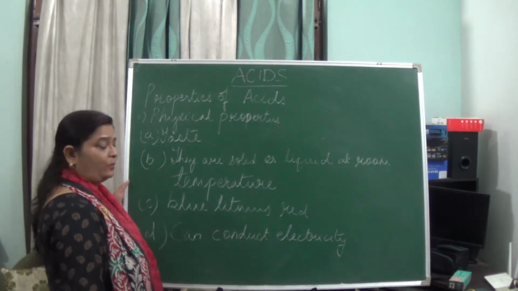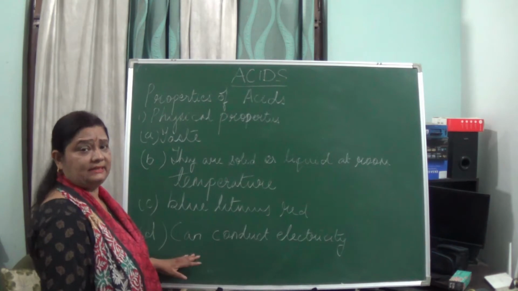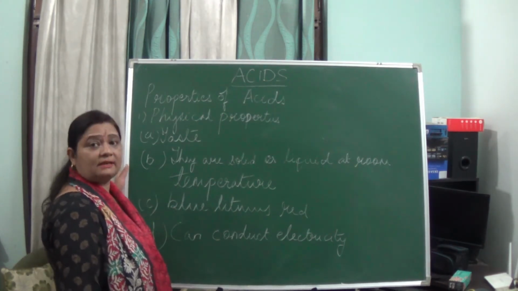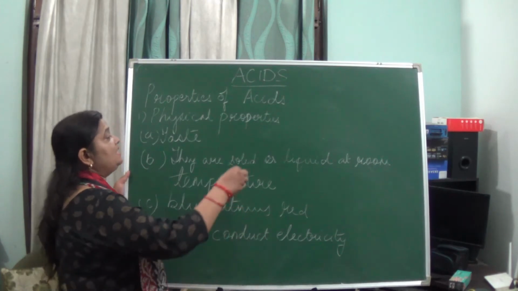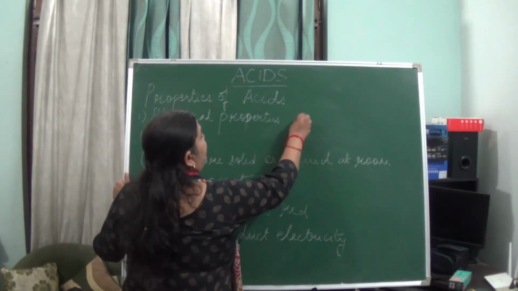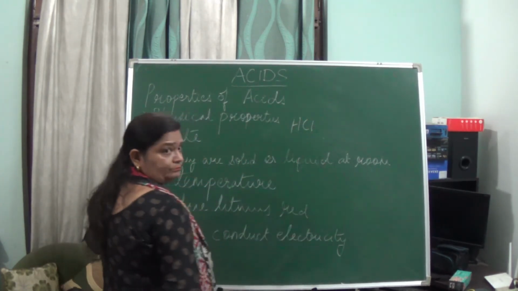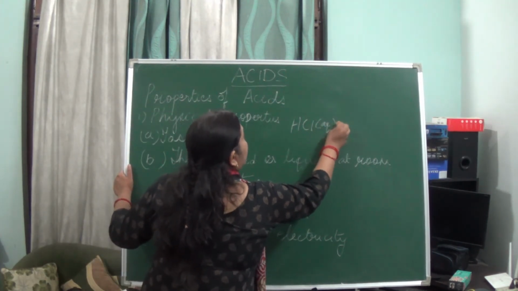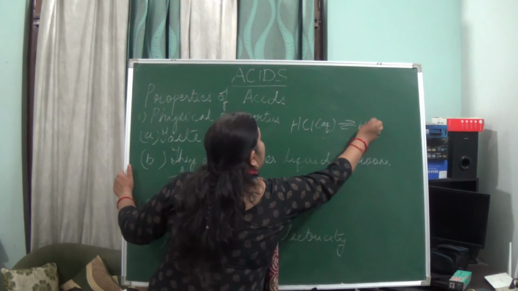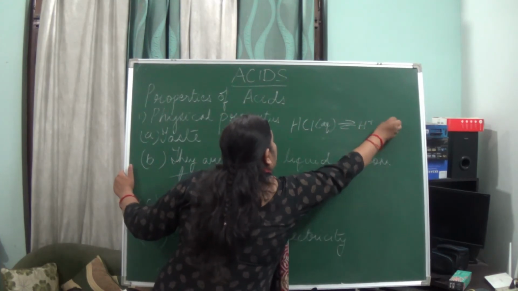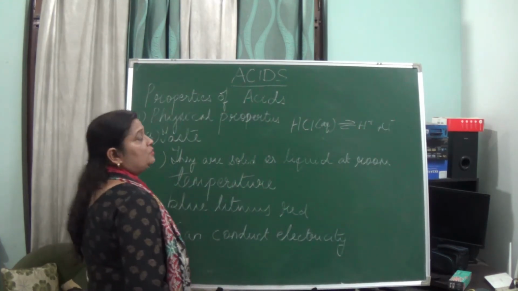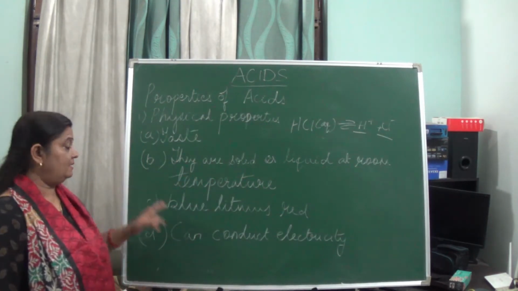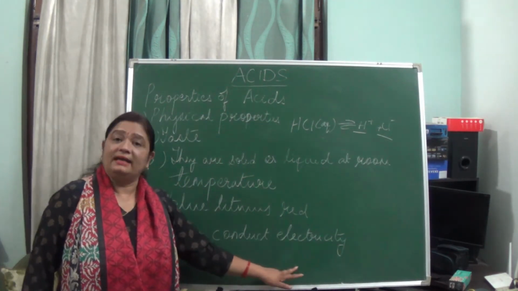Okay, and the last point is it can conduct electricity. It means what? Why are they conducting electricity? Acids conduct electricity because you can see here HCl. If I say HCl in the aqueous form, it will dissociate into what? H plus and Cl minus ions, isn't it? So ions are present, and this is the reason why they can conduct electricity.